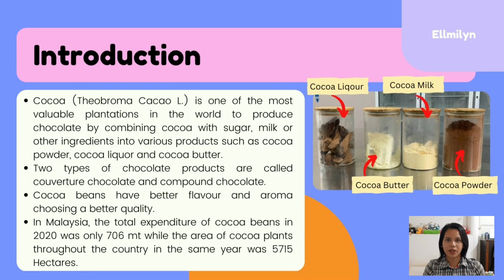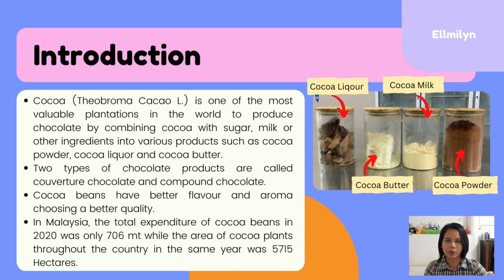My name is Amelin Anak Michael Jo with metric number 81740. Cocoa is one of the most valuable plantations in the world to produce chocolate by combining cocoa with sugar, milk, and other ingredients into various products such as cocoa powder, cocoa liquor, and cocoa butter. There are two types of chocolate products called conventional chocolate and compound chocolate.